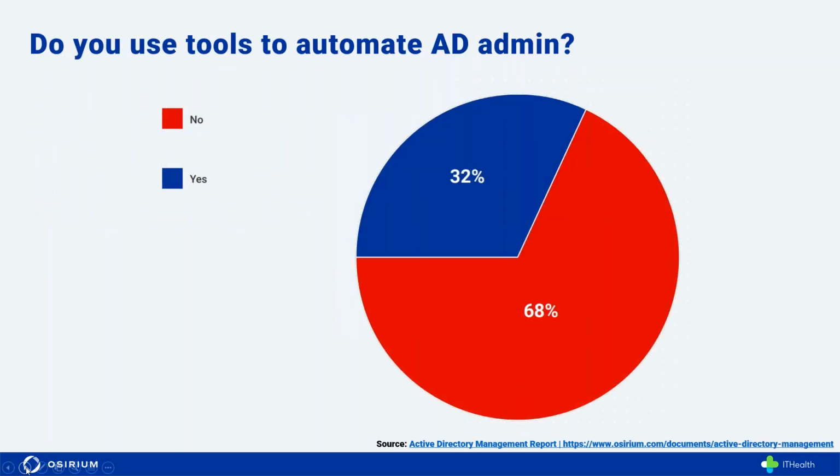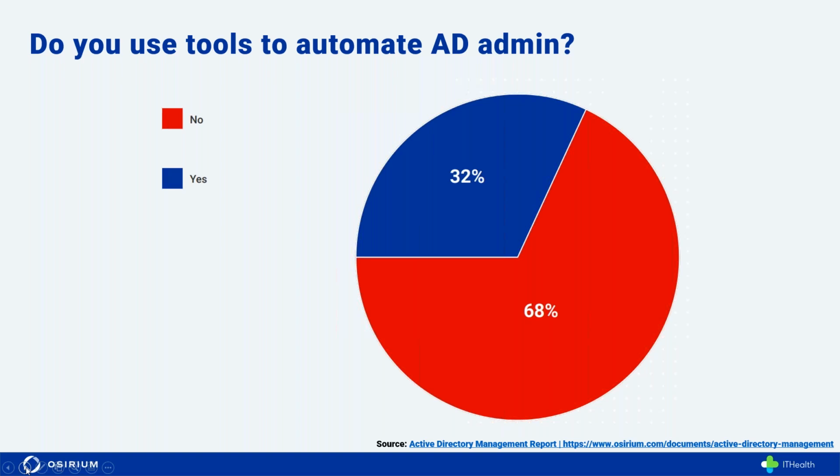Okay, so those results aren't entirely surprising. From the survey we ran, 32% said they had some tools for automating Active Directory, but two thirds said they didn't have any automation. And that's not a surprise. Automating Active Directory is not a trivial task. We saw how complicated the screens are for Active Directory.